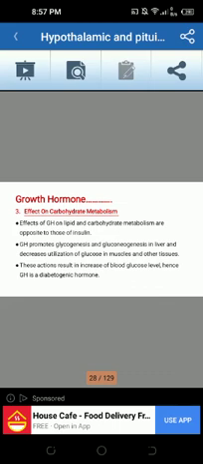Third, effect on carbohydrate metabolism. Effect of GH on the lipid and carbohydrate metabolism are opposite to those of insulin. GH promotes glycogenesis and gluconeogenesis in the liver and decreases utilization of glucose in muscles and other tissues. These actions result in increase of blood glucose level. Hence, GH is a diabetogenic hormone.